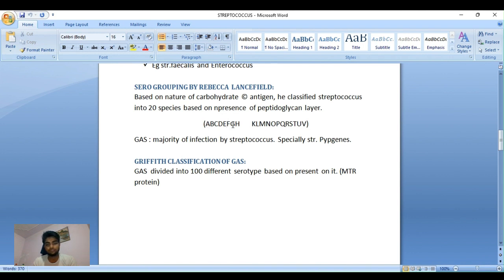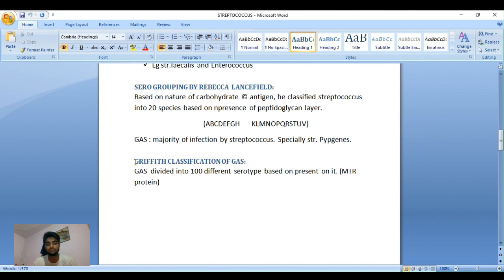That is A B C D E F G H, then I J are an exception, and K L M N O P Q R S T U V, not W X Y Z. And GAS means group A streptococcus. The majority of the infections are caused by group A streptococcus, especially Streptococcus pyogenes. The special name is Streptococcus pyogenes. It is the main causative agent for streptococcal diseases or infections.